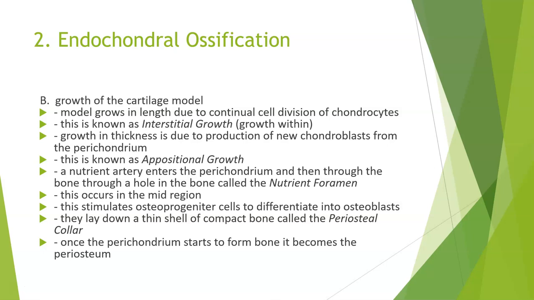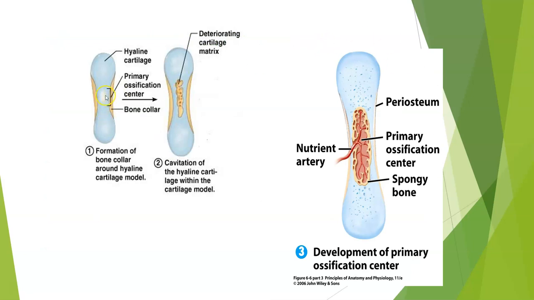So what happens is, now that we have blood, we now will stimulate osteoprogenitor cells in the area of the blood to differentiate into osteoblasts. And these osteoblasts lay down a thin shell of compact bone called the periosteal collar. Once the perichondrium starts to form bone, it becomes the periosteum. So we can see here we've had blood that's entered in, and we end up with this ossification center. And because we have blood, they will start to produce bone tissue, which will form the collar around the midpoint here. Once that collar starts, then because we have the presence of blood, the osteoprogenitor cells will differentiate into osteoblasts, and the whole thing I've talked about so many times.